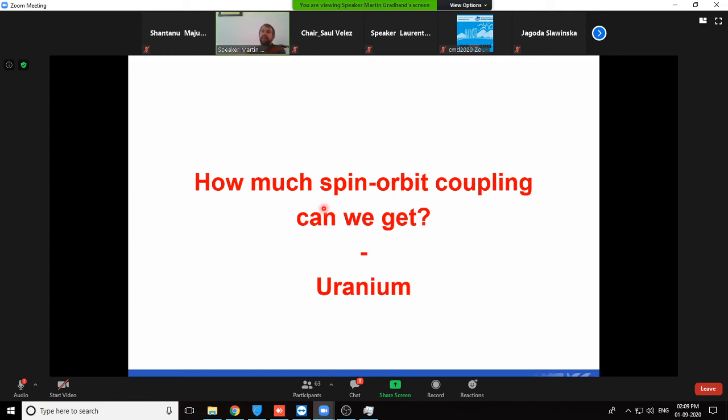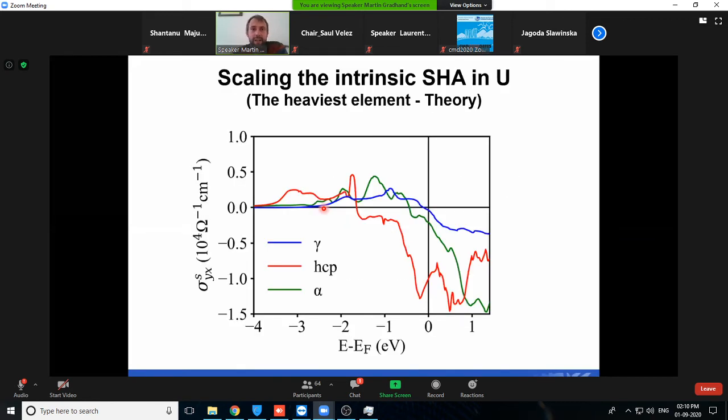With that, let me briefly highlight one more system. Namely, we have been talking about spin-orbit coupling. All this is generated by spin-orbit coupling. So obviously, we can say, oh, let's try to make spin-orbit coupling as big as possible. The biggest in a pure crystal we can get is uranium, because that's the heaviest metal we have and can deal with, to some extent at least. Theoretically much easier than experimentally.